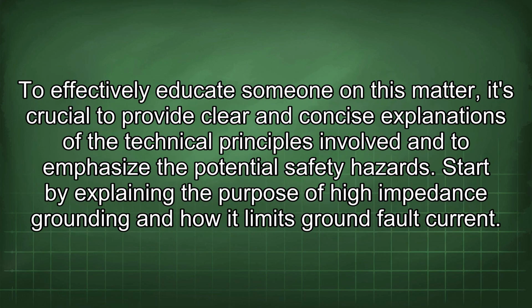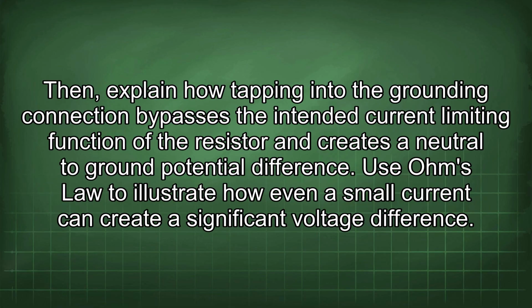To effectively educate someone on this matter, it's crucial to provide clear and concise explanations of the technical principles involved and to emphasize the potential safety hazards. Start by explaining the purpose of high impedance grounding and how it limits ground fault current. Then explain how tapping into the grounding connection bypasses the intended current limiting function of the resistor and creates a neutral to ground potential difference.